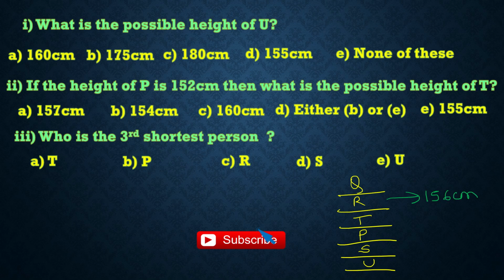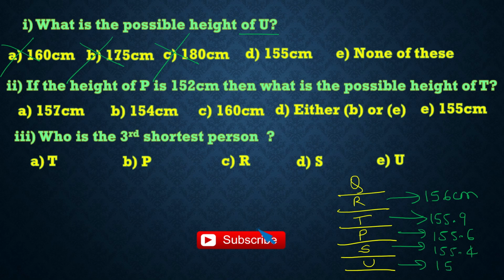First question says, what is the possible height of U? It should be less than 156 centimeter. 160 cannot be, 175 cannot be, 180 cannot be. So you have 155 centimeter or none of this. So it can be 155.9, 155.6, 155.4, and 155.